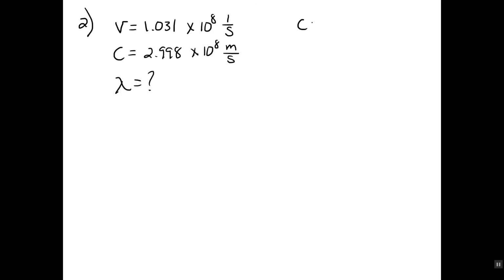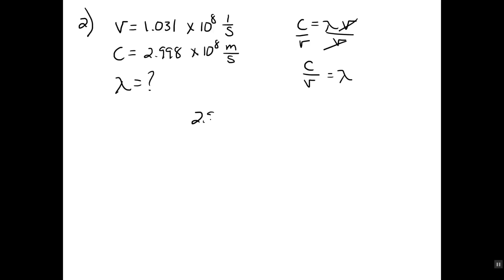And of course we have our formula, which is c is equal to wavelength times frequency. And so if we want to solve for wavelength, we need to isolate that. So we're going to divide both sides by the frequency, and you can see those cross out. And so you get c over frequency is equal to wavelength. Now that's the formula we're going to use for this problem. Now we just plug these values in.